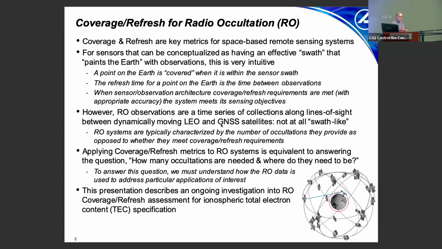You no longer have the ability to say, if I flew over this thing, now I have covered it. Not necessarily, because your ultimate accuracy is not the accuracy that the sensor provides. So to answer the question, you have to ask how many occultations you need, and where you need them, to achieve a certain accuracy of an end product, let's say the output of an assimilative model. I'm going to talk today about a way of doing this kind of analysis for ionospheric total electron content specification. A different application might use a different metric. I'm going to talk about the TEC application.